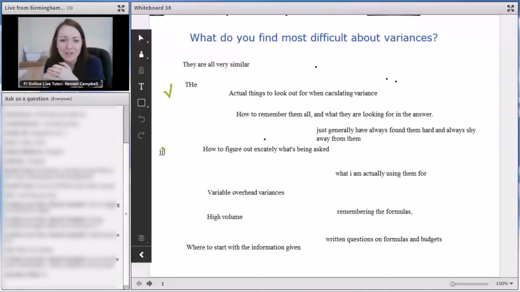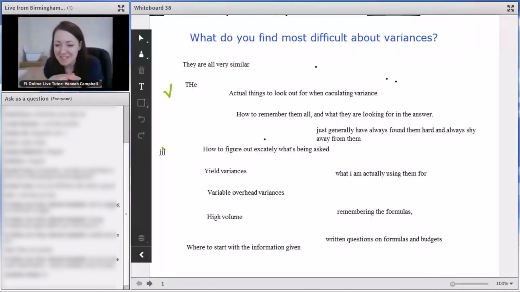Right then, so let's have a look. They're all very similar, which is good because it could make it easier to learn, but perhaps then we get confused about which variances we should be using. So hopefully my glossary of terms and my Proforma sheet will help you with that. Actual things to look out for when calculating variances, how to remember them all, what they're looking for in the answer. Yeah, just generally just find them a bit difficult. I think you're not on your own.